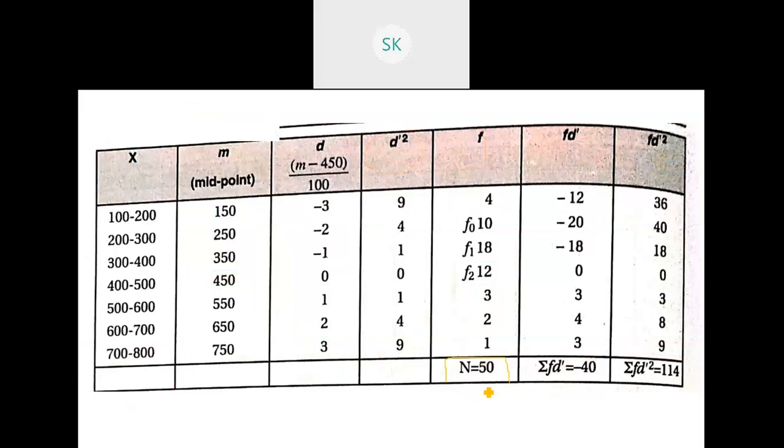Does anybody have a doubt with the table calculation? Did everybody understand the table calculations?